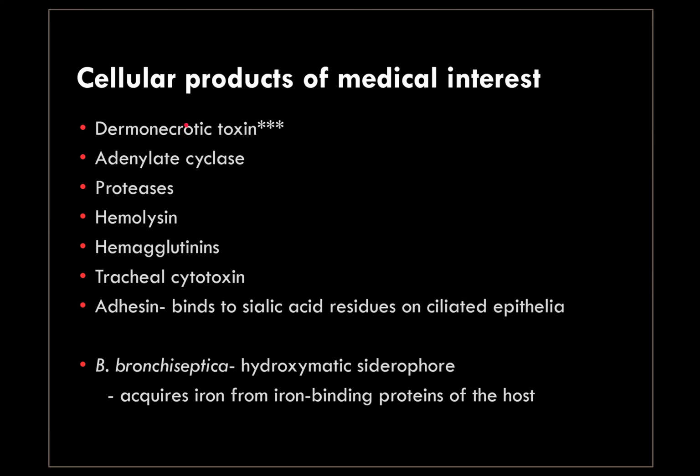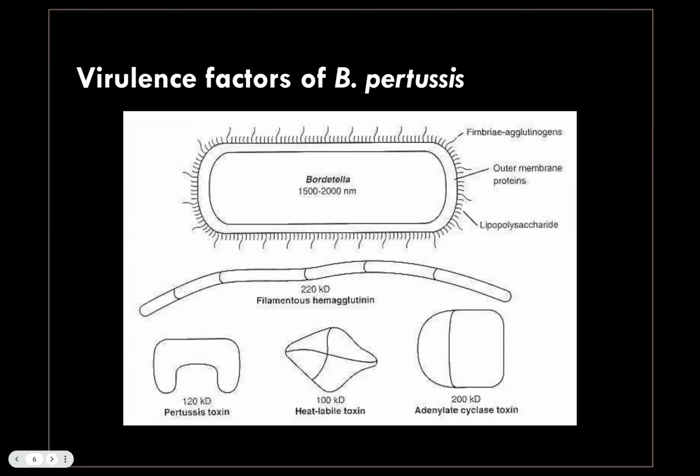They release the dermonecrotic toxin, which we mentioned earlier. It's just like the PMT, the Pasteurella multocida toxin. And then we have other virulence factors very similar to other bacteria that we have described in the past. The adhesin binds to the sialic acid residues on the ciliated epithelia. That is its manner of attachment to the cell. Bordetella bronchiceptica produces a hydroxamate siderophore, which acquires iron from iron-binding proteins of the host, so iron deficiency also occurs.